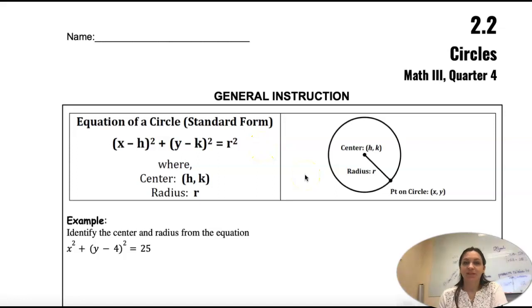So section 2.2 is circles, and we actually learn about circles in Math 2, so some of this might be a review. We're adding on how to complete the square. So the equation of a circle, the standard form is x minus h squared plus y minus k squared equals r squared, where h and k make up the xy coordinates of the center, and r is the radius.